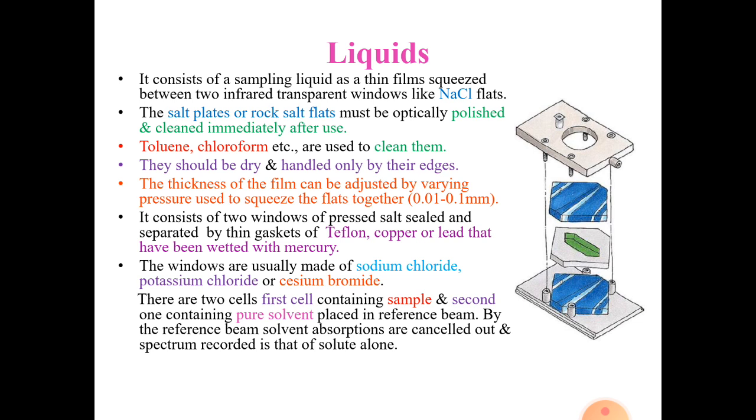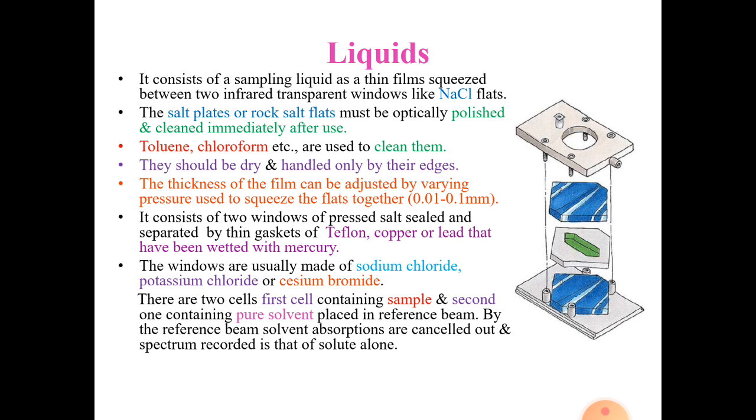The thickness of the film can be adjusted by applying pressure to the top of the flats, to between 0.01 and 0.1 mm. The cell consists of two windows of pressed salt sealed and separated by a thin gasket of Teflon, copper or lead that has been wetted with mercury. The windows are usually made of sodium chloride, potassium chloride or cesium bromide.